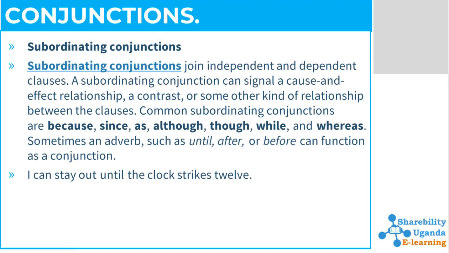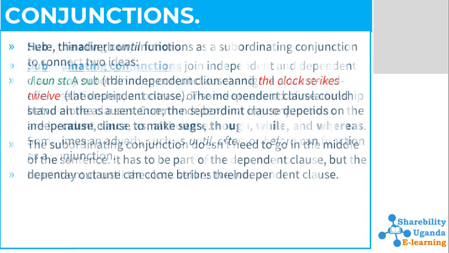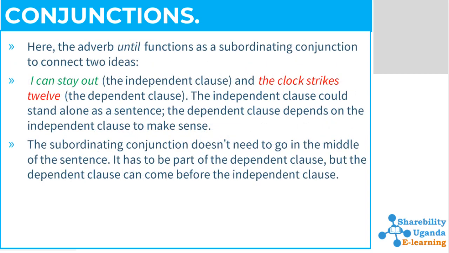For example, I can stay out until the clock strikes 12. Here, the word until functions as a subordinating conjunction to connect two ideas. I can stay out, the independent clause, and the clock strikes 12, the dependent clause.